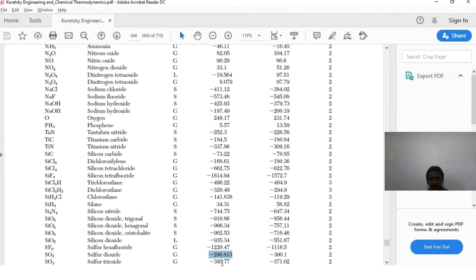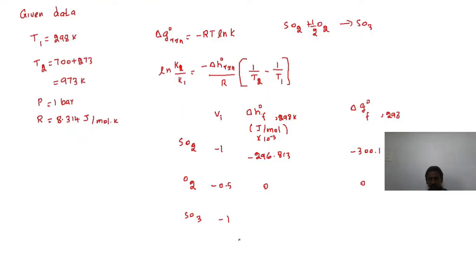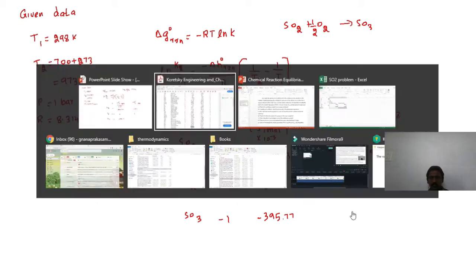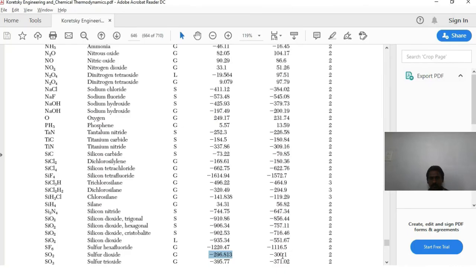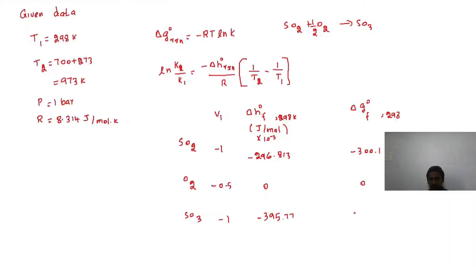minus 395.77, delta G naught F minus 371.02. You also have to multiply by 10 power 3, since the table values are in kilojoule per mole.